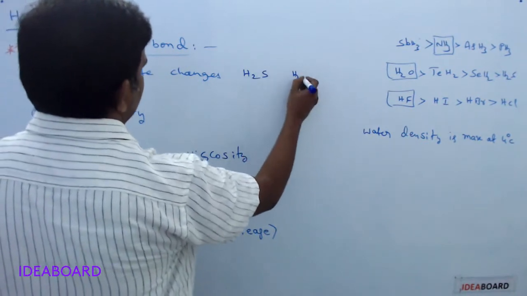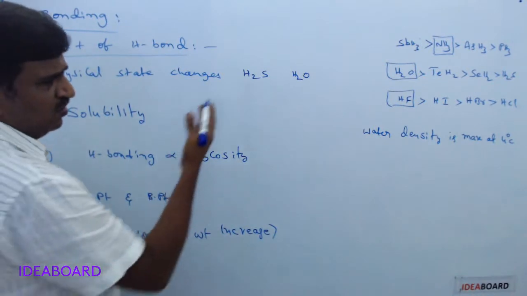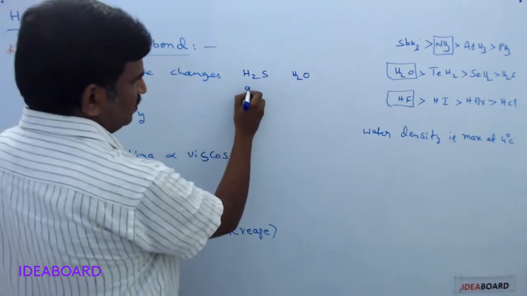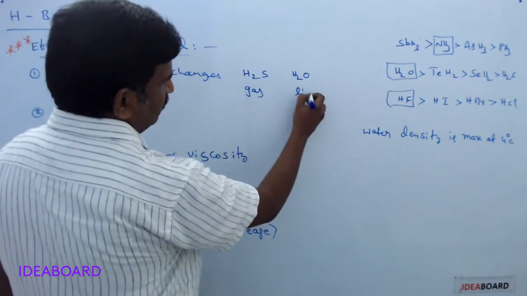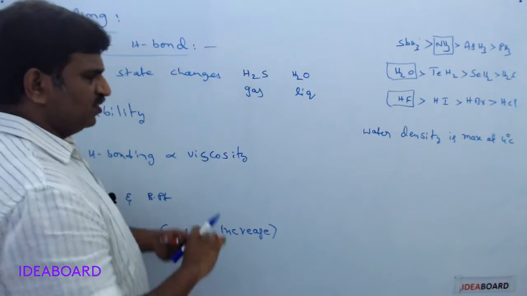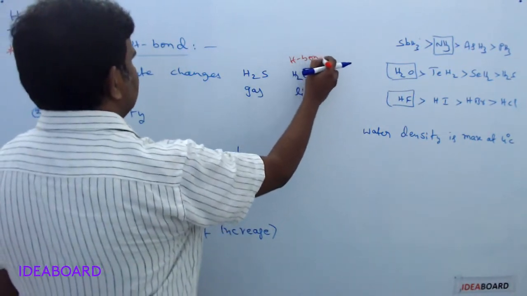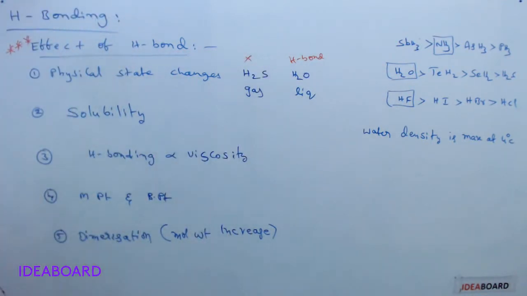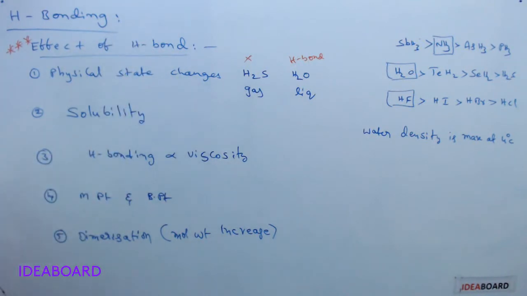Physical state changes, the best example is H2S and H2O. H2S is hydrogen sulfide, a rotten-egg-smelling poisonous gas. H2S is a gas, H2O is a liquid. We know H2O is a liquid because it has hydrogen bonding, whereas H2S does not. So the physical state changes because of hydrogen bonding.